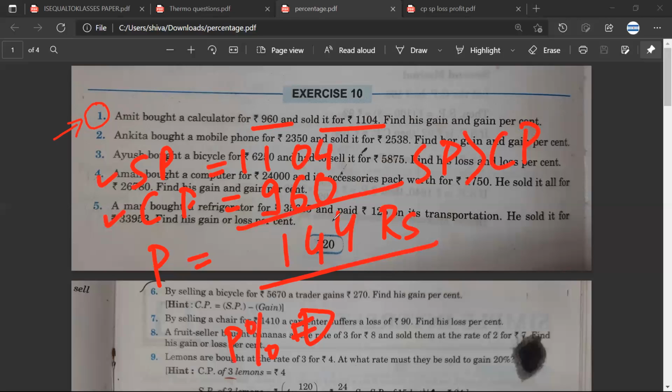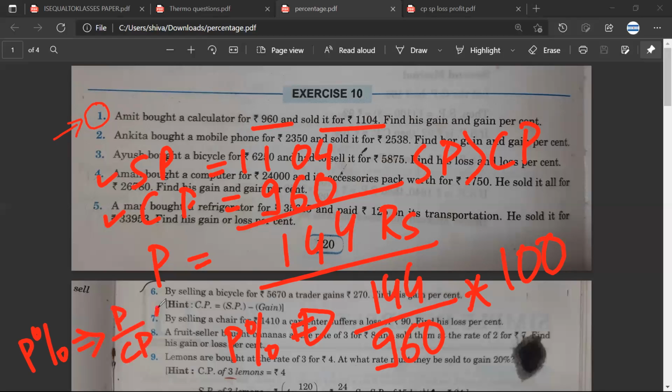Mr. Sarthak, how do we find the percentage? So in this we'll put 144 upon 960 into 100. So the formula is profit percent is equal to profit upon CP into 100. Aryaman, is it correct? Yeah. So Sarthak, what is the answer that we get? 7 upon 48. Okay.